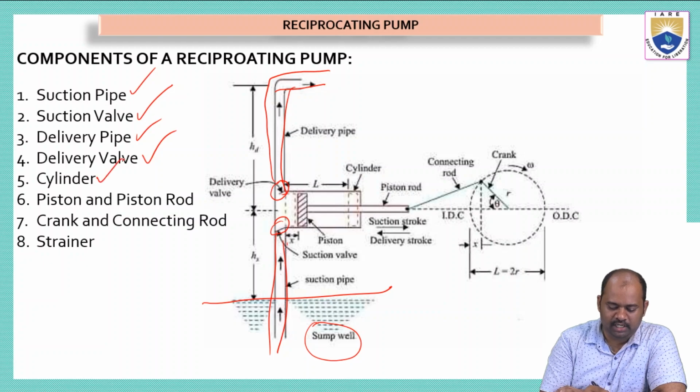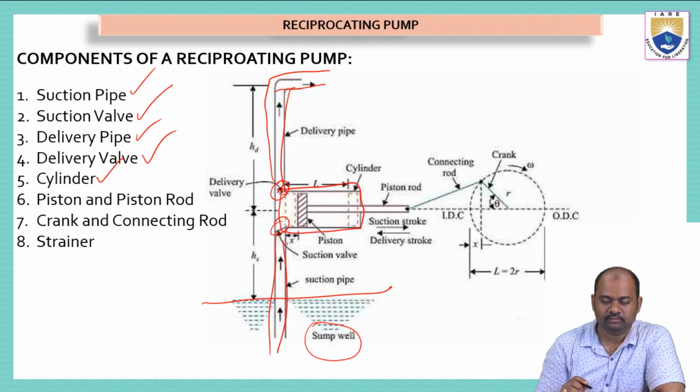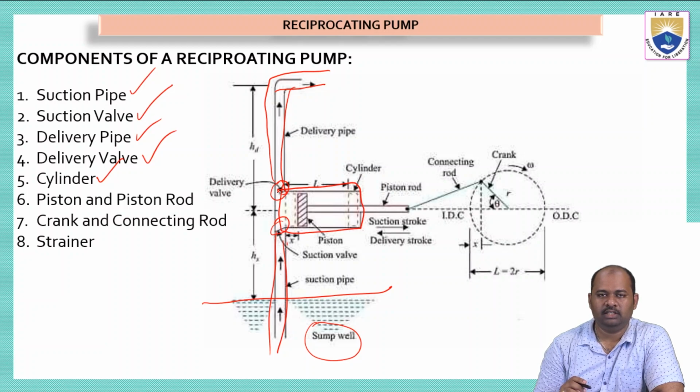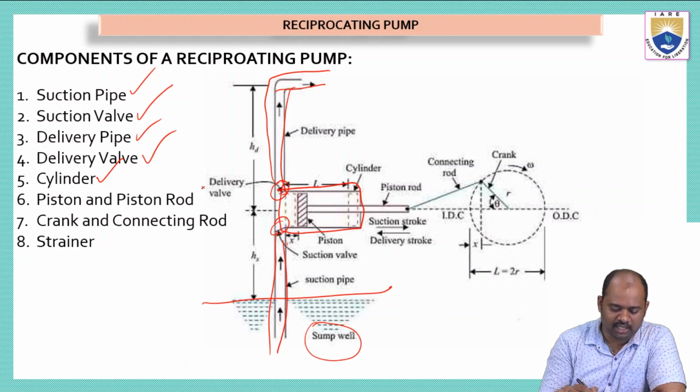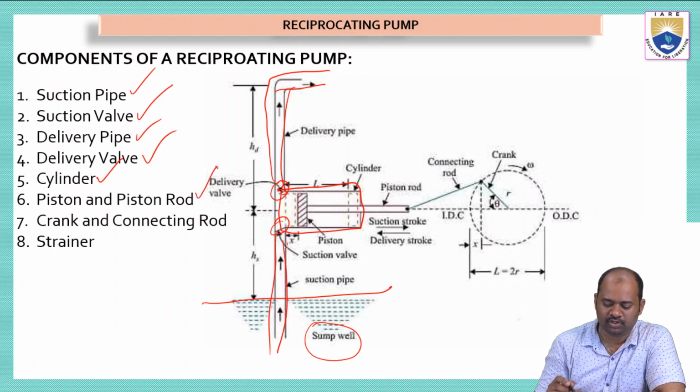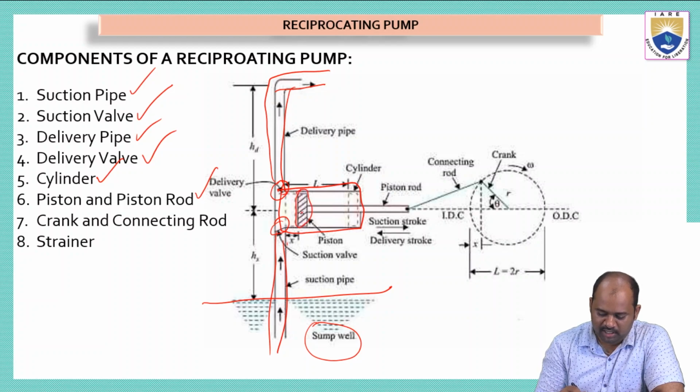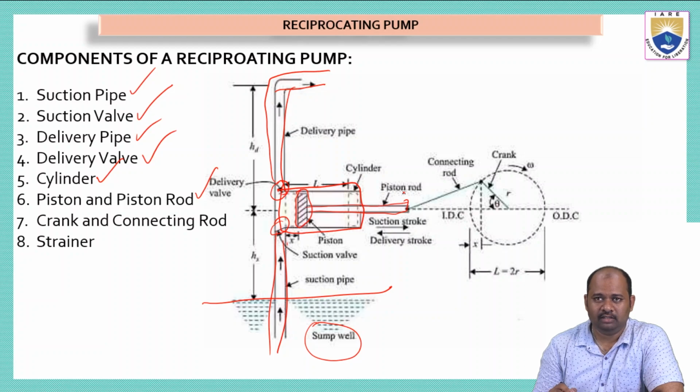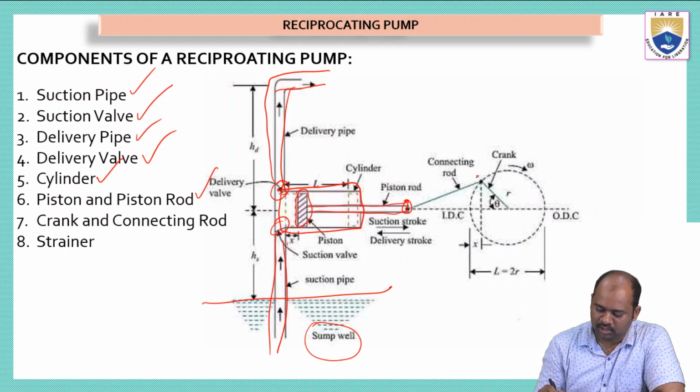And then we have a cylinder. This central part is called the cylinder. This is a cylindrical metallic part where it will have a piston arranged inside it. Okay. And the next part is nothing but the piston and piston rod. So this is the piston, and we have a piston rod that is connected to its back end. And moreover, this piston rod is attached to the connecting rod. So this is the connecting rod.